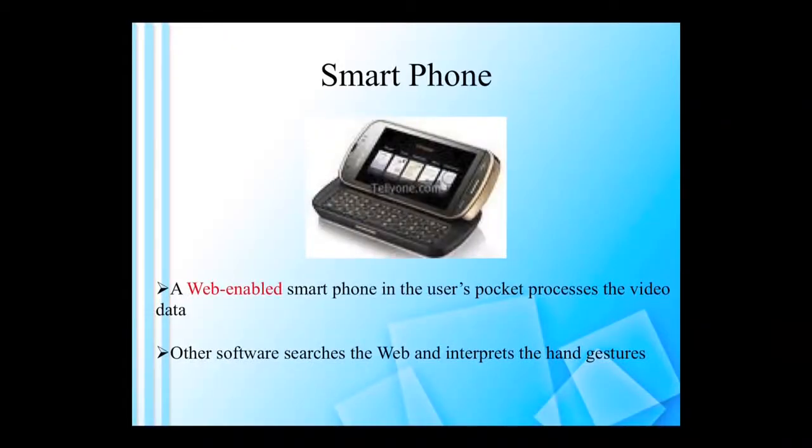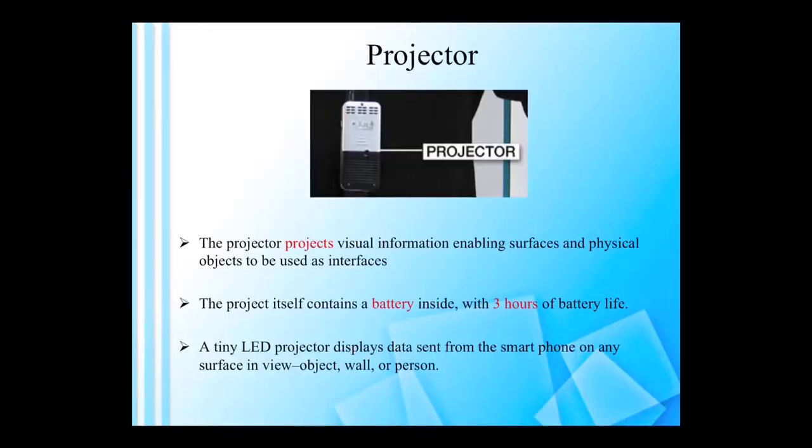And next comes the smartphone. This is one of the most important components in this prototype because everything is done through it. It takes the image from the camera and stores it in the cloud, I mean the web, and then that information is given to the projector so that it projects onto the surface.